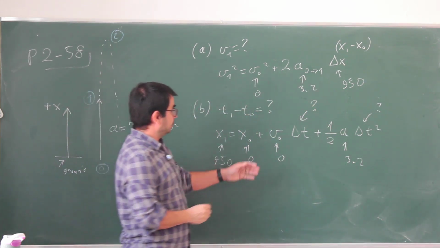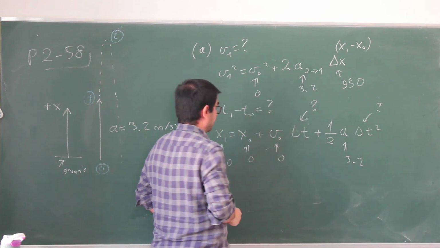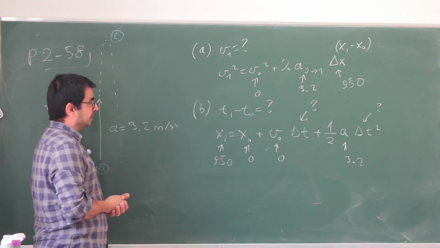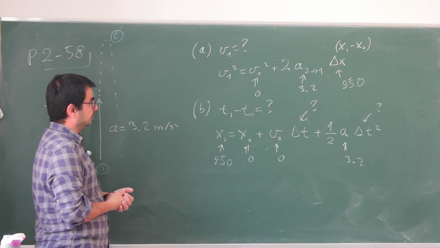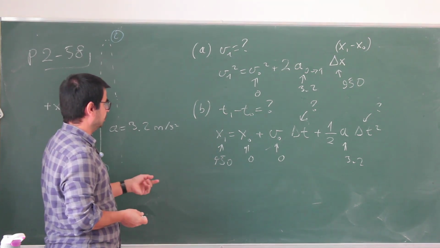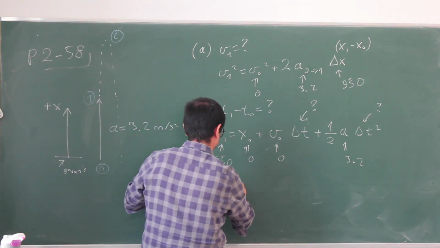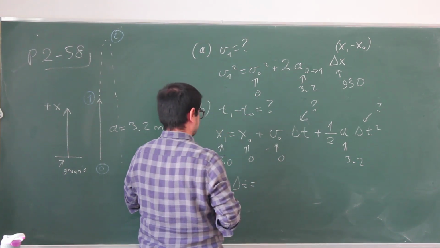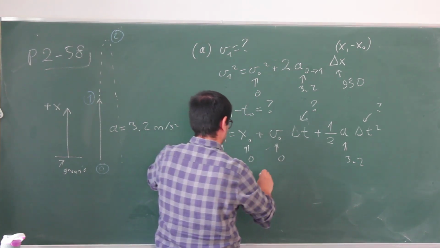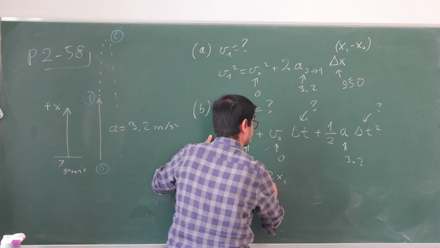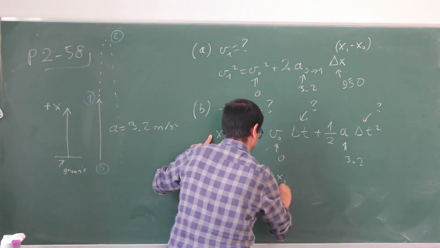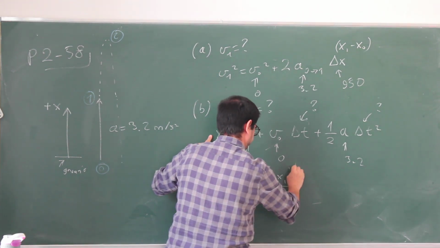And so this is 0. This completely goes away. And you're not going to get a quadratic because there is no linear term. You're just going to get a simple square root. What is this going to be? Delta t is going to be twice x1 divided by a, in square root.